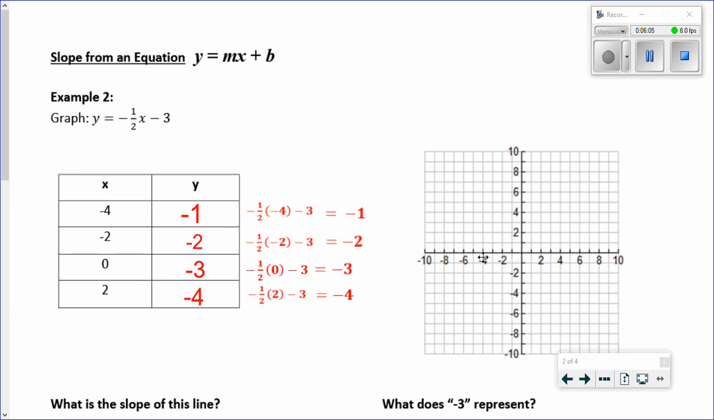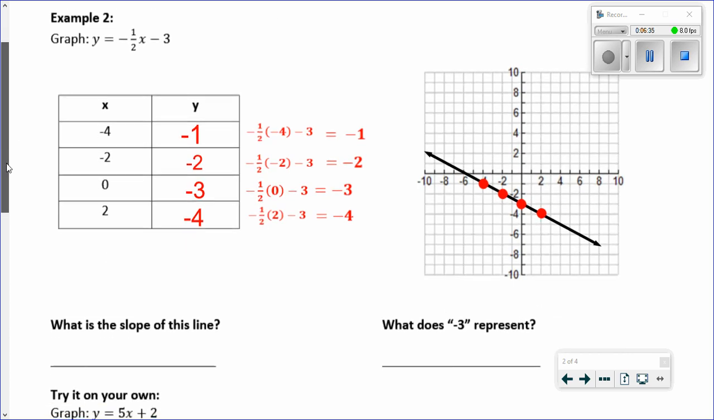-4, -1, which is right here. -2, -2 is right here. 0, -3 is right here. And 2, -4 is right here. And then because it's an equation, I'm going to go ahead and connect the dots. So it creates my line. Okay?